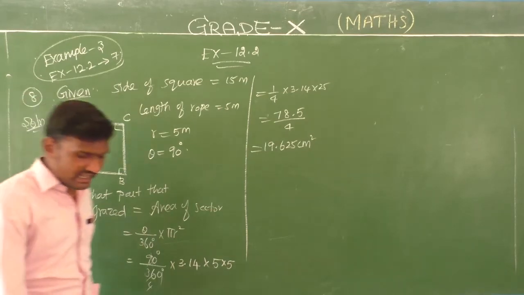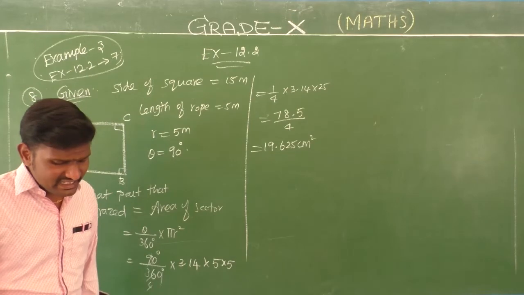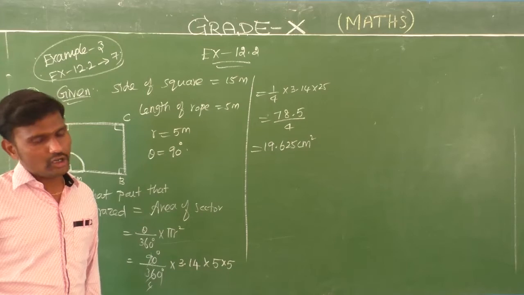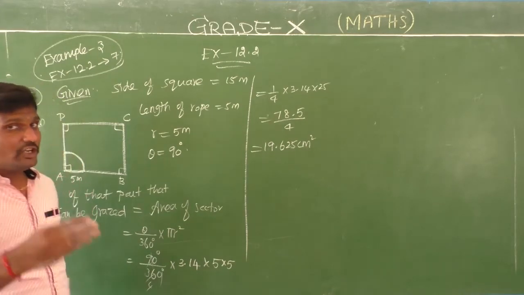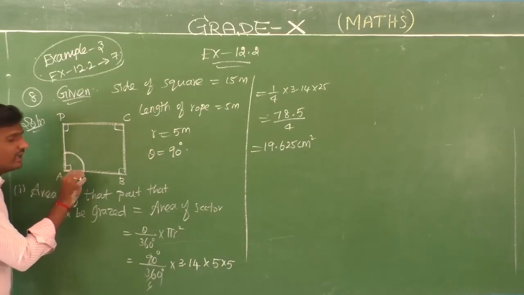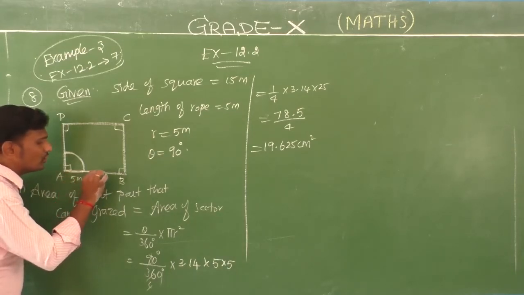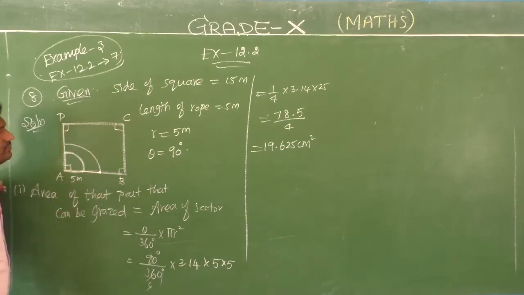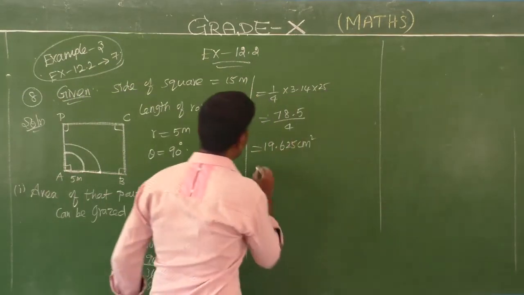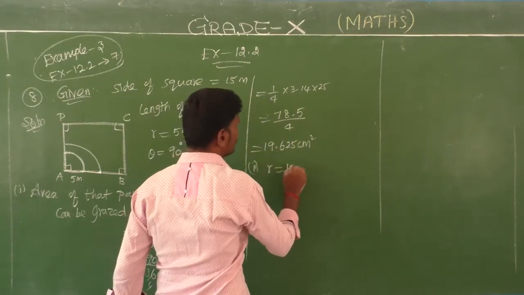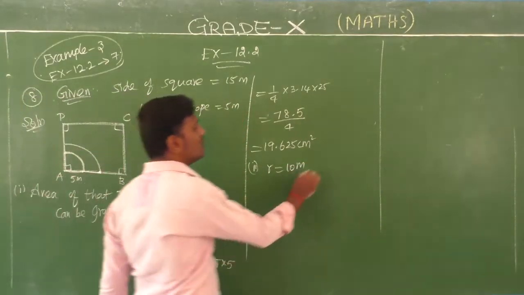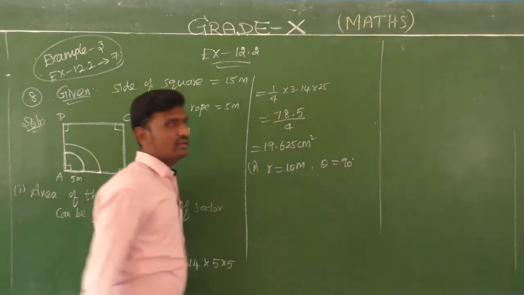Yes, student. And the second question you have: the increase in the grazing area if the rope were 10 meter long, instead of 5 meter. Now, listen carefully, student. Already you have a 5 meter rope, so I am going to increase it to get the area. Now the radius is, for the second question, equal to 10 meter, because the length of rope is increasing. And the angle you have is the same thing, 90 degree.